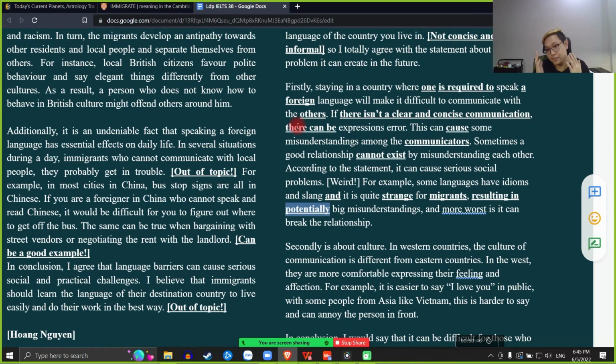So if you write potentially big misunderstanding, it makes the essay sounds more objective, softer. Làm mềm cuộc tranh luận ra bằng cách nói là có tiềm năng thôi, chứ đâu phải chắc chắn nó sẽ xảy ra đâu. Làm mềm cuộc tranh luận lại và làm cho nó nghe có vẻ khách quan hơn. It sounds more objective now.